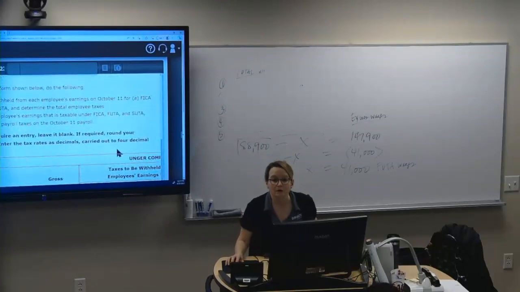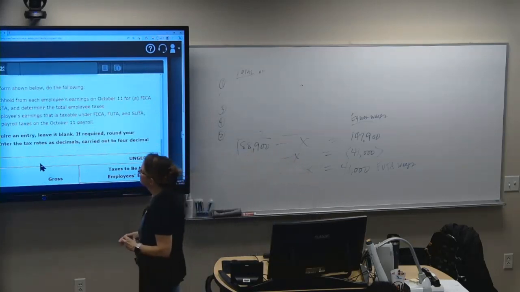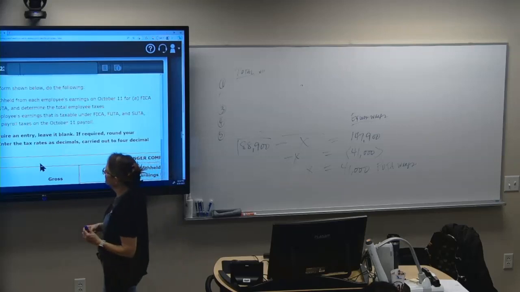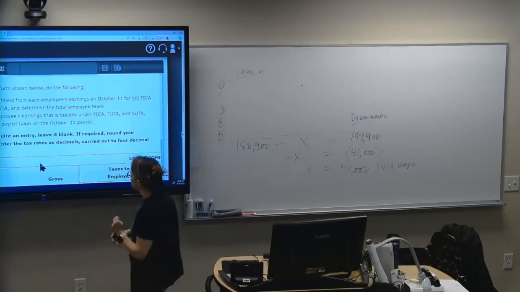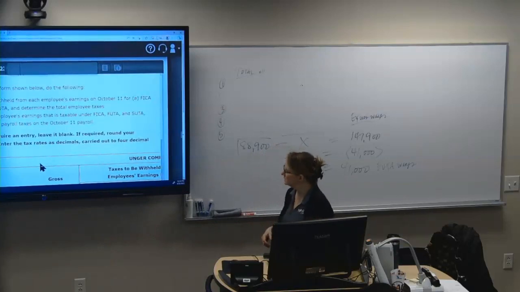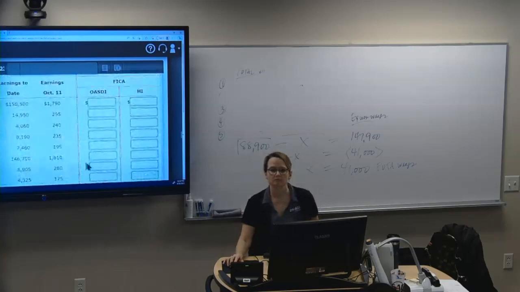Let me just read all of the instructions first. Record the portion of each employee's earnings that is taxable under FICA, FUTA, and SUTA. Have the total employer's payroll taxes. If an amount box does not require an entry, leave it blank. If required, round your answers to the nearest cent. Enter the tax rates as decimals, carried out to 4 decimal places when required. Okey-doke.